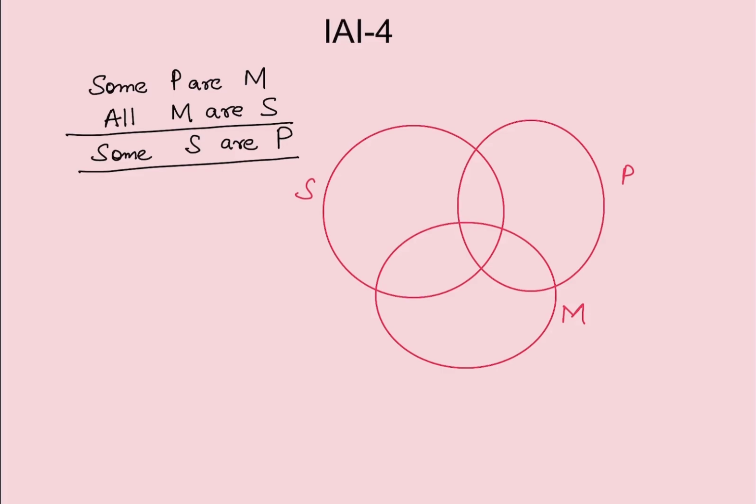So all M are S. Again, this is important now. You have to check the universal first. तो universal पहले करना है. So again we have M and then we have S. So ये पूरा part आपका shade हो जाएगा.